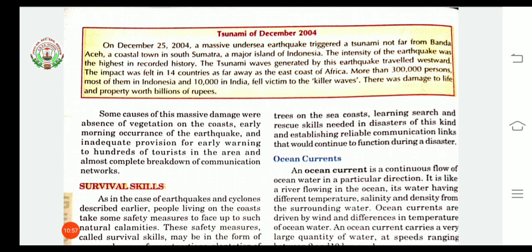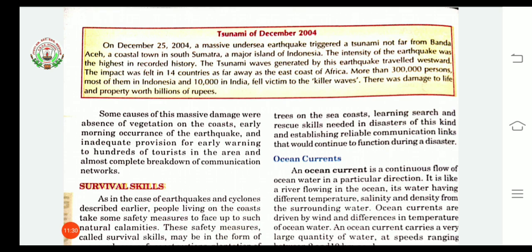Now the causes of this massive damage were: first, absence of vegetation on the coast, meaning that on that coast there were no trees, so it resulted in a greater tsunami impact. Second reason behind this massive damage was the early morning occurrence of the earthquake, meaning that on the same day in the morning the earthquake occurred.